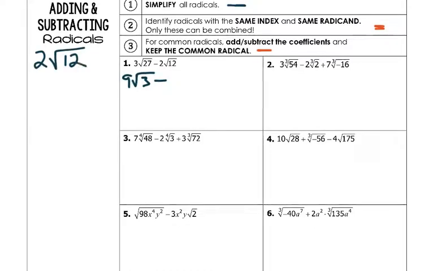All right. So let's divide 12 by 2, all right? 12 divided by 2 is 6. 6 is not a perfect square. 5 is not a perfect square. 4 is a perfect square. Is 4 a factor of 12? Sure is. 4 times 3 gives us 12.